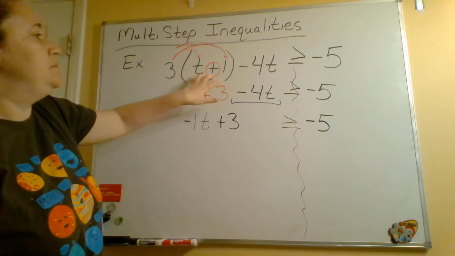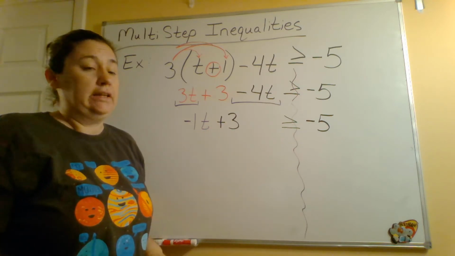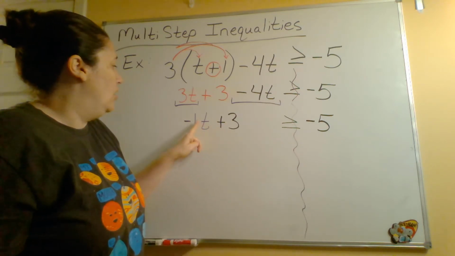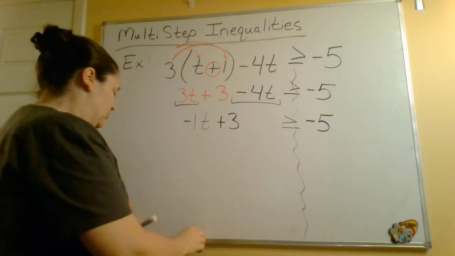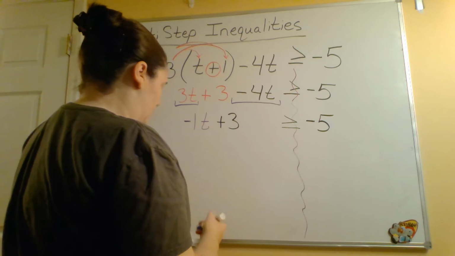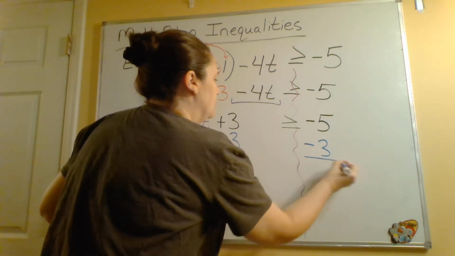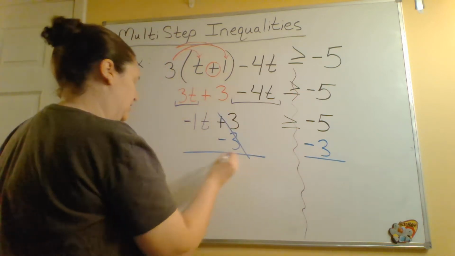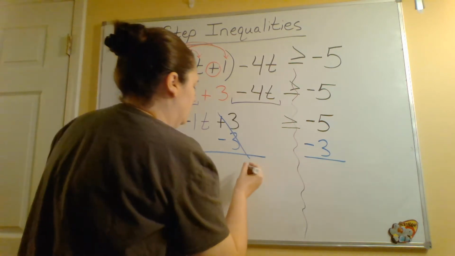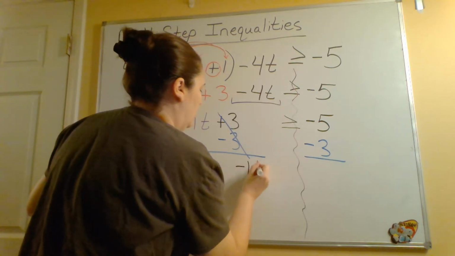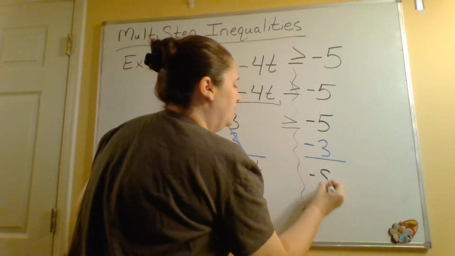Now, I distributed. I combined like terms. Now I have a two-step inequality. They are multiplying by -1 and adding 3. So to solve this inequality, I'm going to start by subtracting 3 from both sides. Minus 3. The 3's cross off. And I have -1t on the left. -5 minus 3 is -8.